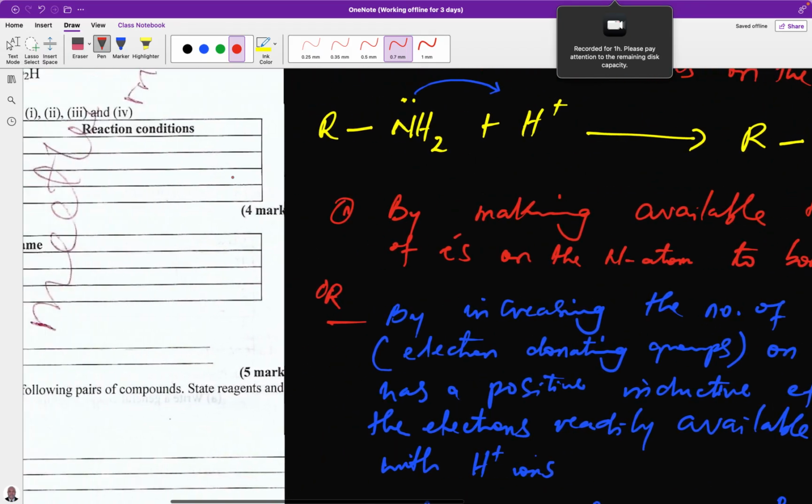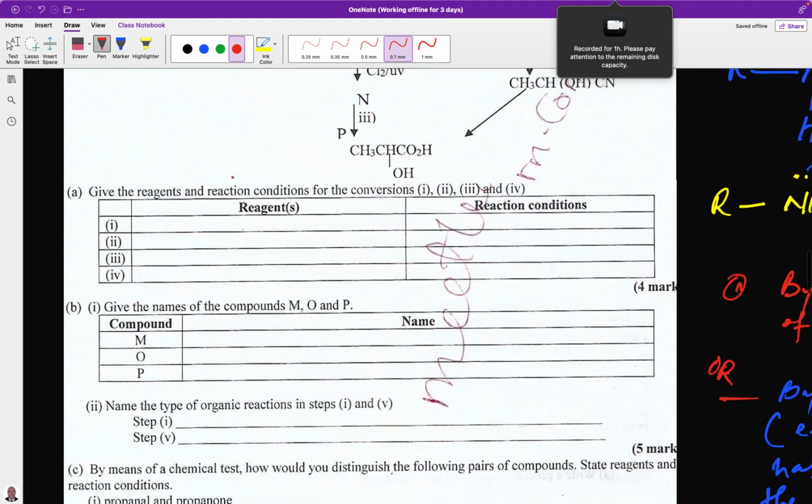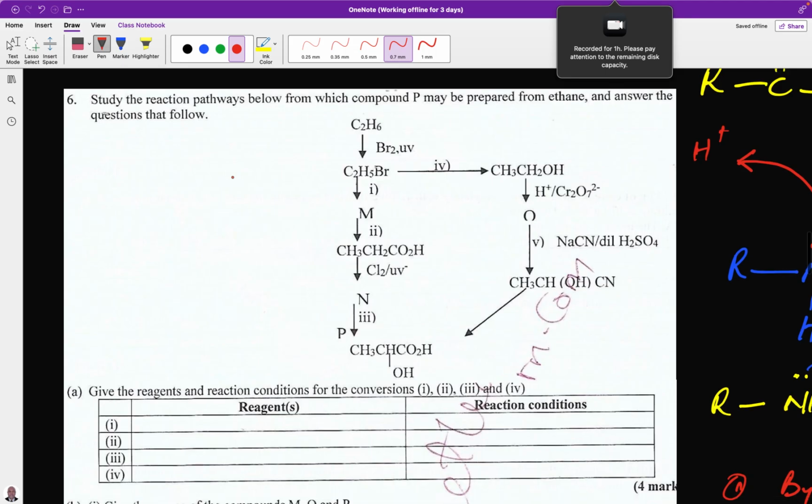So we'll be going to the next question that has to do with organic synthetic routes. Organic synthetic route. We will treat that in our next video.